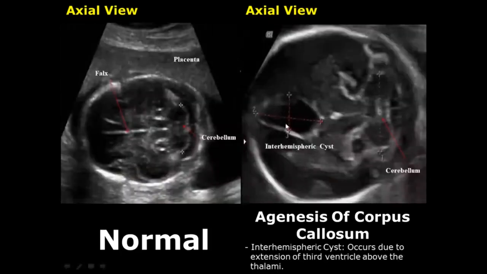Interhemispheric cyst is present between the cerebral hemispheres in the midline. It occurs due to extension of the third ventricle above the level of the thalami.